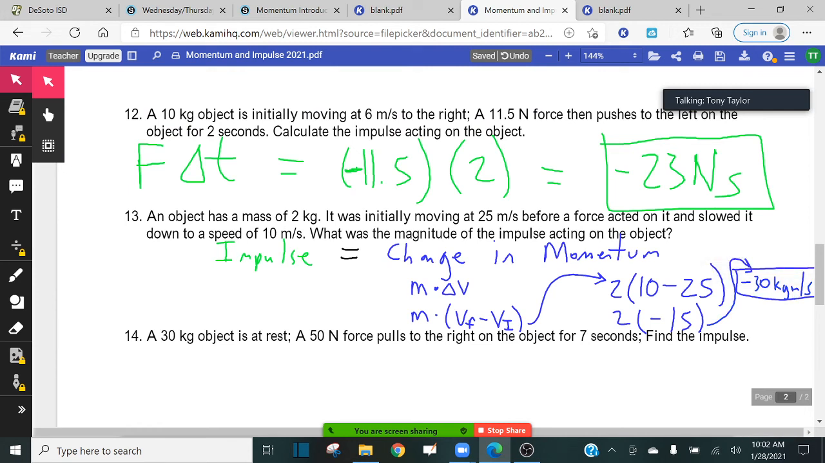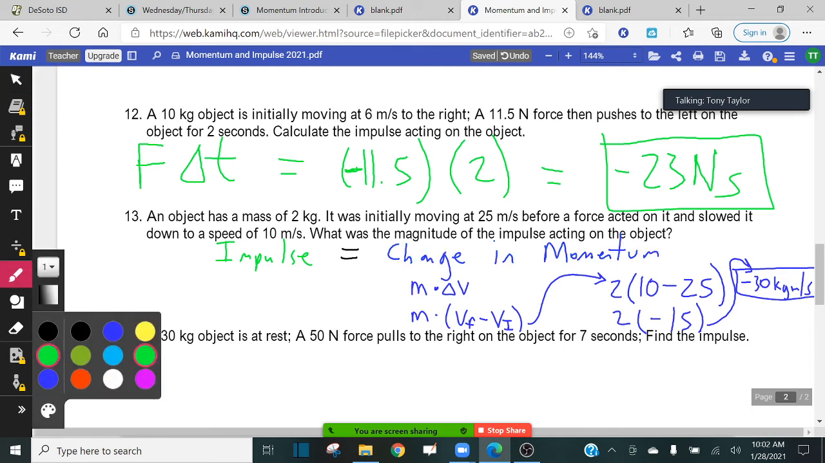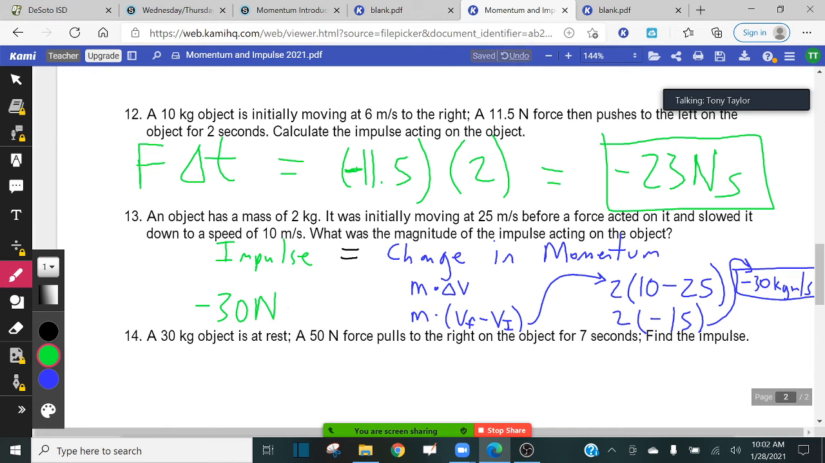But remember, guys, the question asks for the impulse. Remember, if we know the change in momentum, we know the impulse. So that means the impulse better be negative 30 Newton seconds, because if you know one, you know the other. So that is our answer for number 13, negative 30 Newton seconds. Okay.